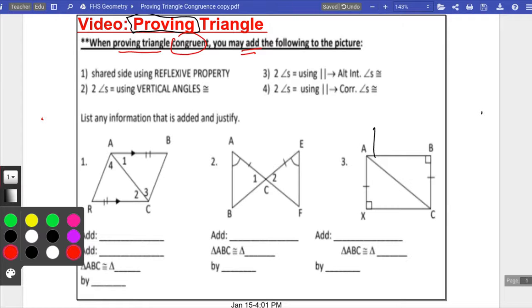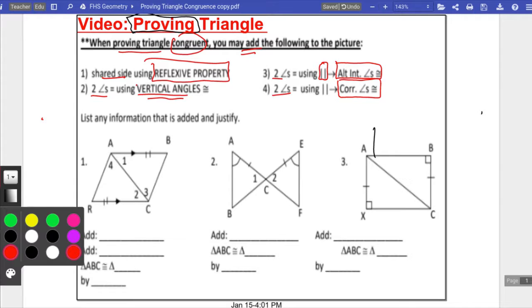For example, when they share a side, we call it a reflexive property, so you can always add some sort of congruent sides there. When you have angles facing one another, there are verticals. You're going to have two angles that are congruent. Number three, when you have parallel lines included, most likely you're going to have two angles that are alternate interior angles. They're congruent. Or you might have corresponding angles that are congruent. All right, let's put that into work.